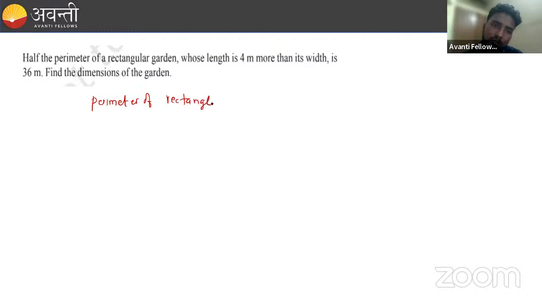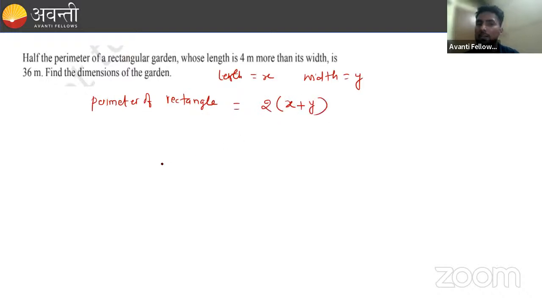Rectangle, right? Suppose I am taking length as x and width as y. So definitely the perimeter of the rectangle will be 2 into (length plus width), right? Now let's see what the language is saying.